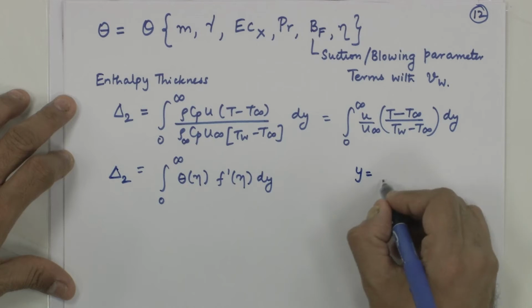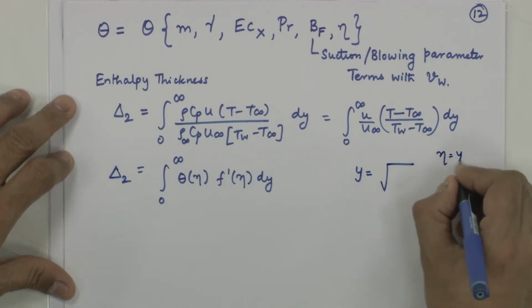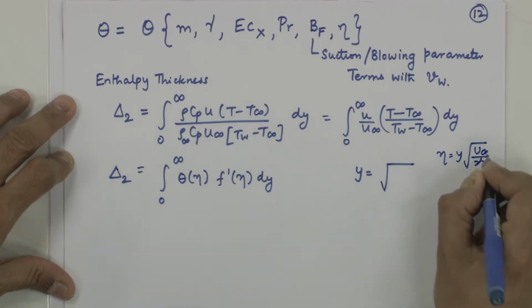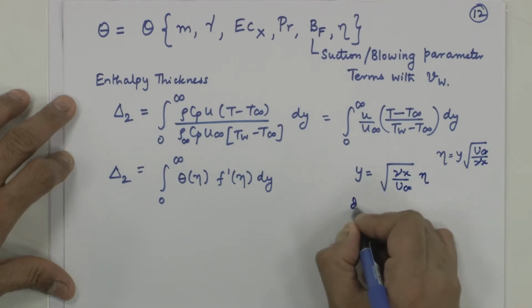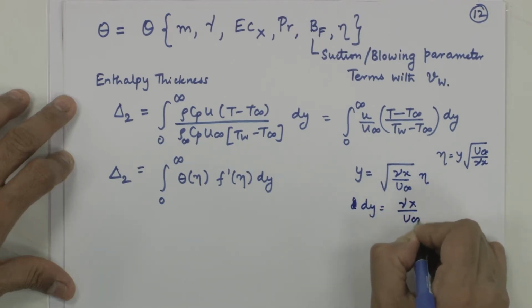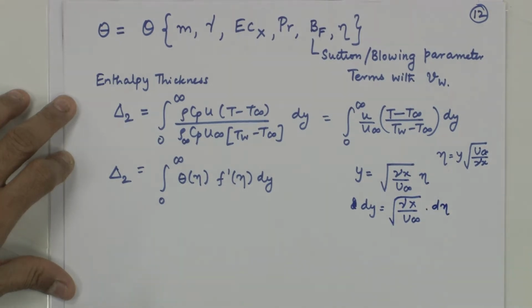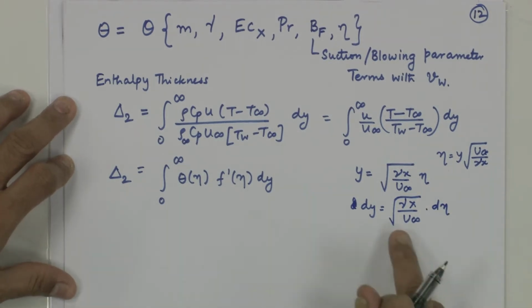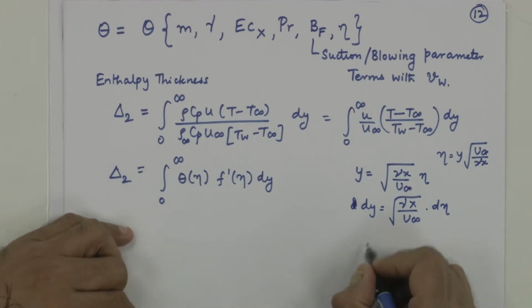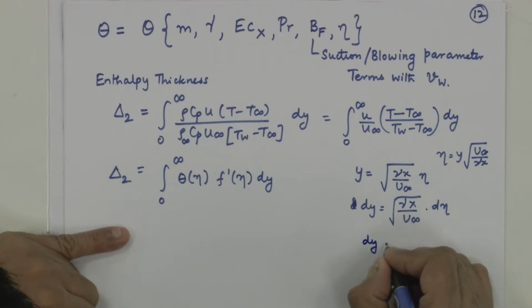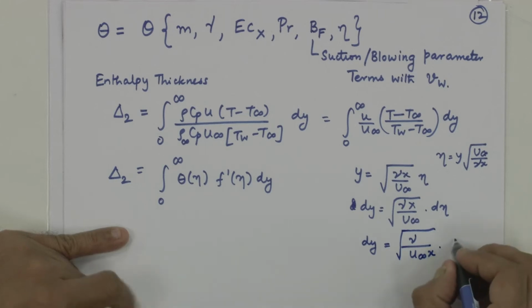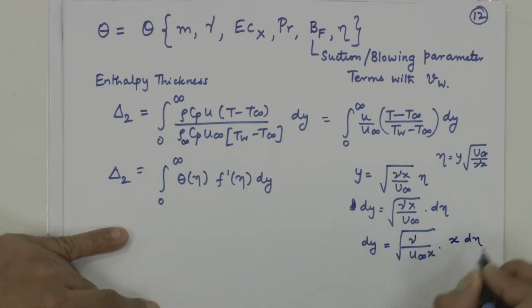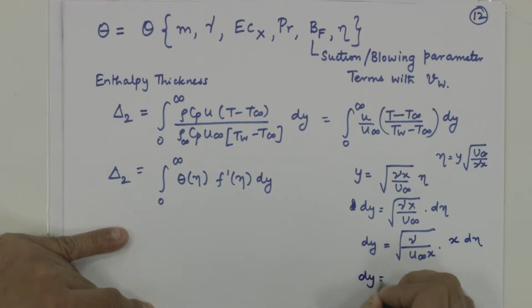remember, eta is equal to y under root u infinity by nu x. Therefore y is equal to root of nu x over u infinity times eta, and dy is equal to root of nu x over u infinity d eta. Correct? If I multiply and divide by x, I would get dy is equal to root of nu over u infinity x times x d eta. Correct? So dy is equal to x d eta by root Rex.